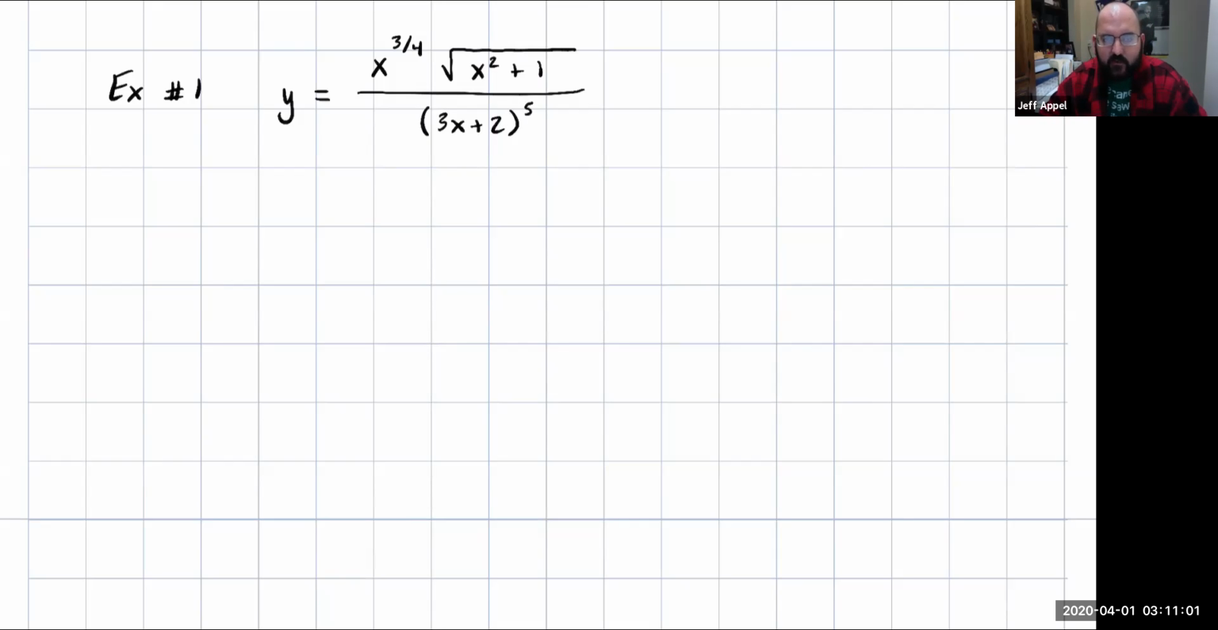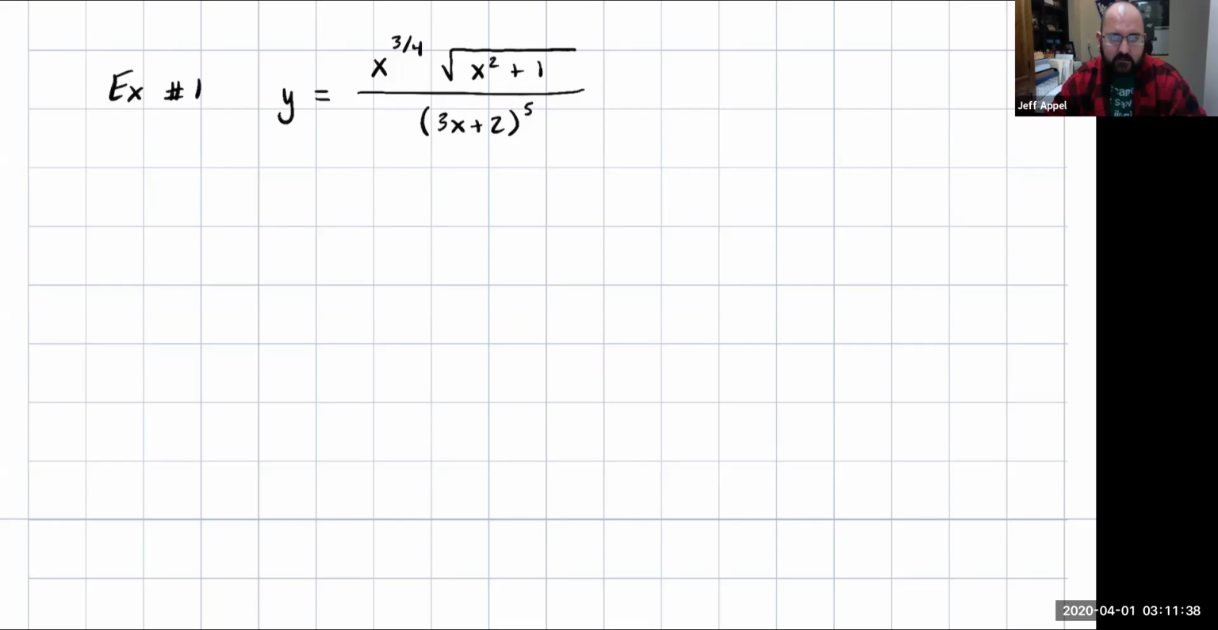Now, if I asked you to just find dy/dx, think about the techniques that would be required to do this. There would be a quotient rule. Within the quotient rule, you would have a product rule. And within all of it, there would be 2 different instances where you'd need to use the chain rule. This thing would be very messy. It could be done, but it would not be the recommended way to solve this one. So this is where logarithmic differentiation is going to come into play.